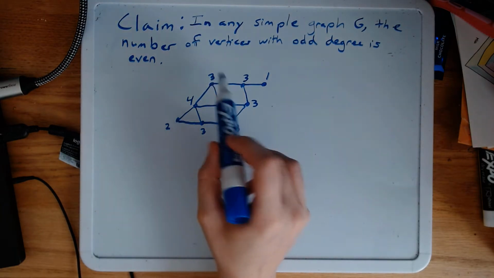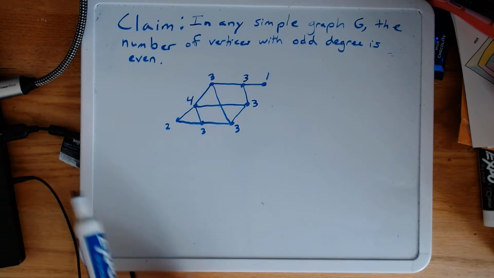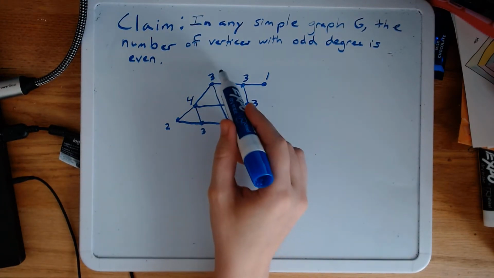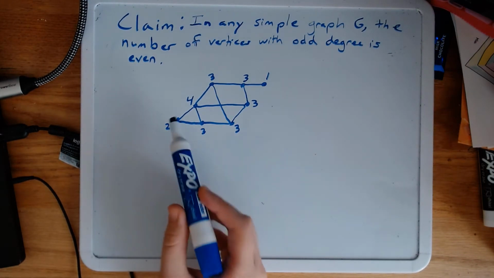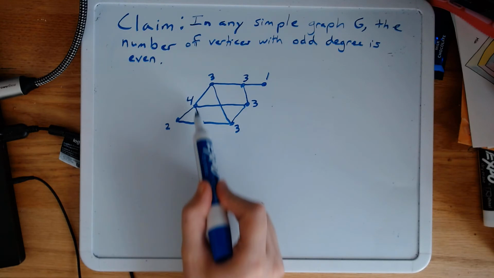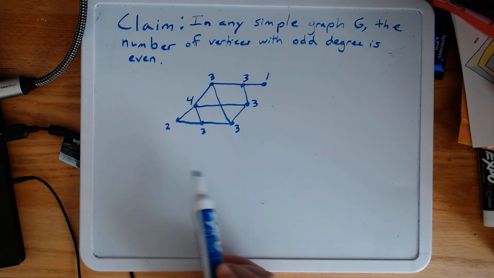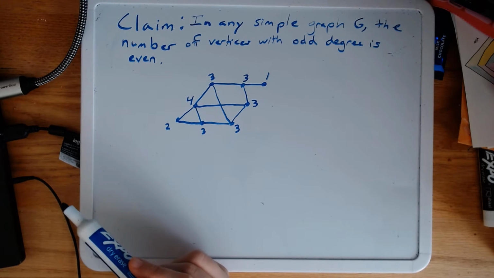So what's our claim, right? The number of vertices with odd degree is even. And we can see that's true here, right? All 6 of these vertices have odd degree, and then these 2 have even degree. And 6 vertices of odd degree means we have an even number of vertices with odd degree.